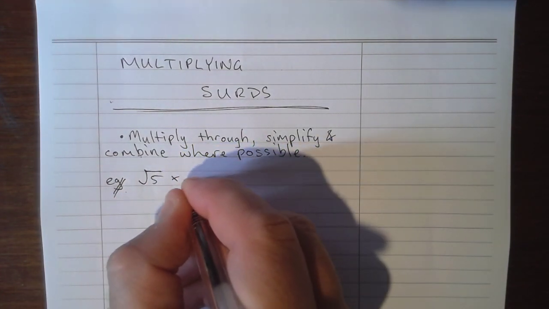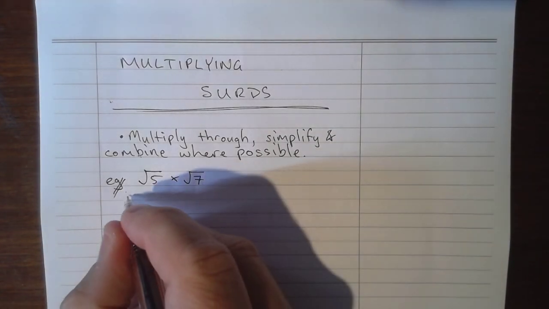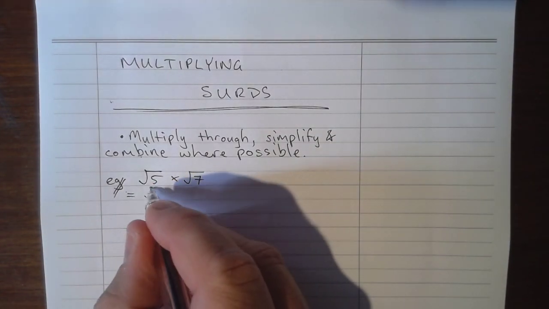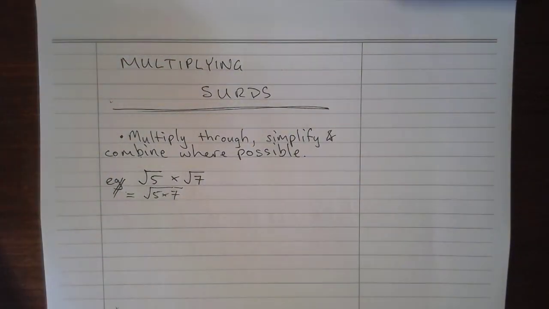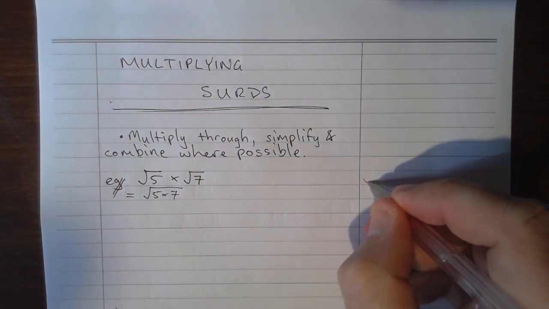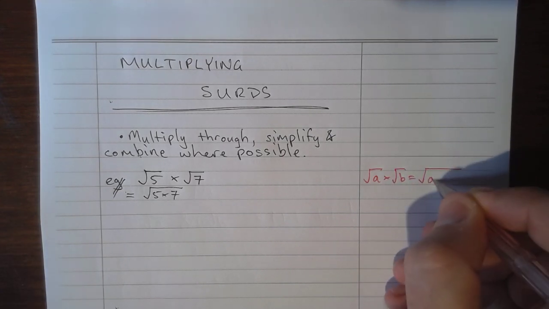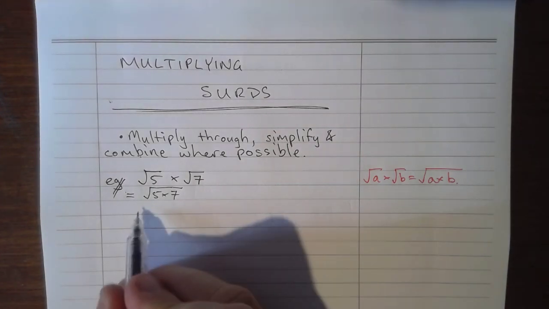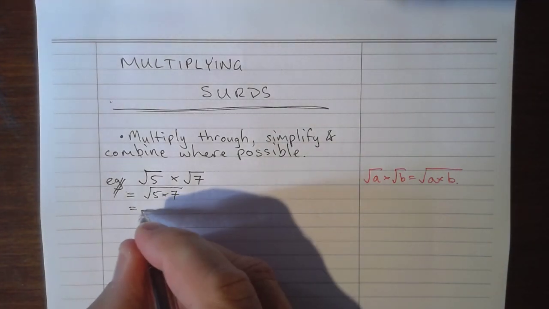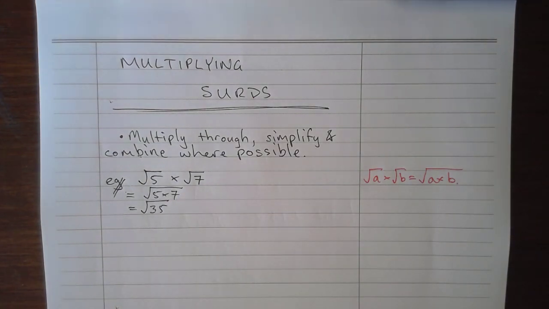So we have to multiply the square root of 5 and the square root of 7, 2 surds. The idea here is that we're going to bring them in under the square root sign, because we're allowed to say that anytime we have the square root of a times the square root of b, that's the same as the square root of a times b. So we can use that as a rule generally. So the square root of 5 times 7, the square root of 35, because 5 times 7 is 35. And that's basically all it is.